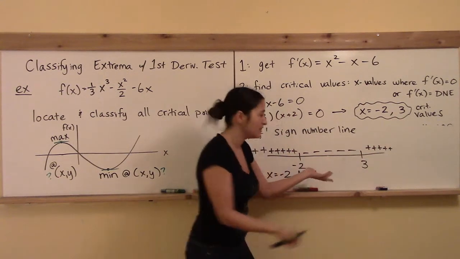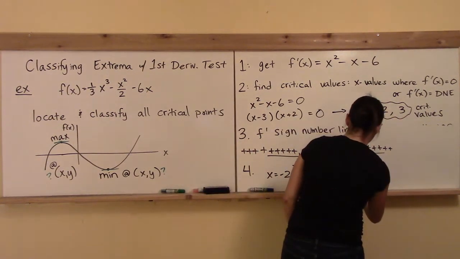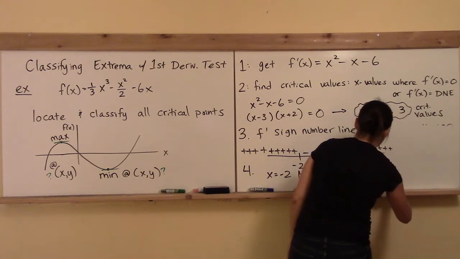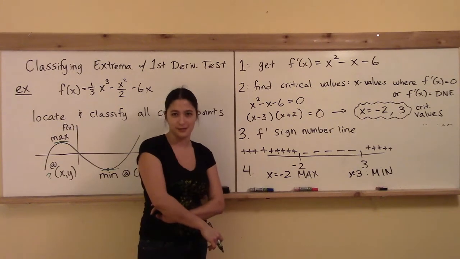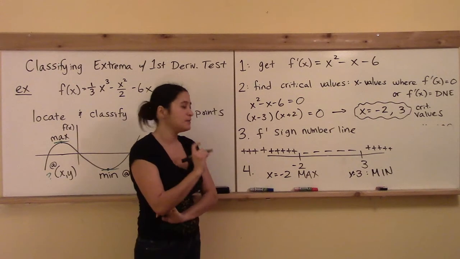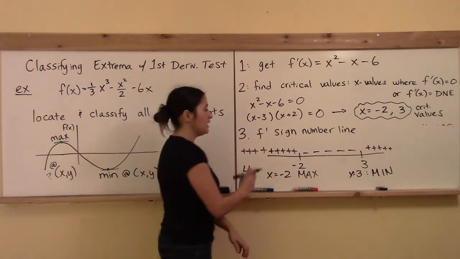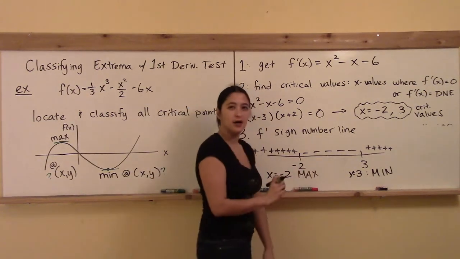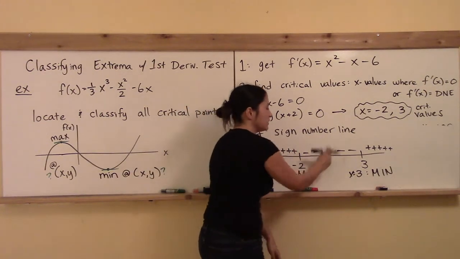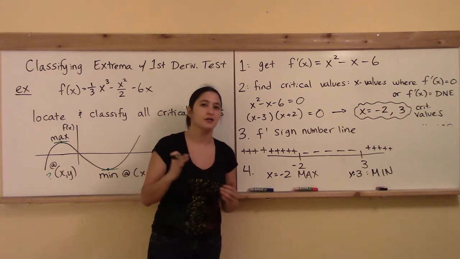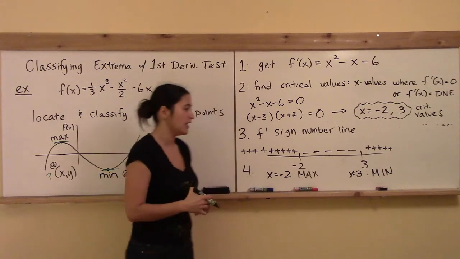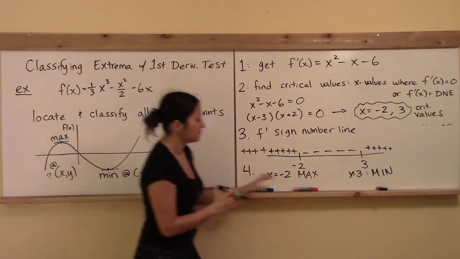Okay, so that's a min. So this one over here, x equals 3, that's going to be a min. And there you go, that's what I call classifying extrema. Now if I happen to have, as I will in the next example, a case where it doesn't change sign at all, let's say it was a plus, hit 0, then it was a plus again, do you remember what that would classify as? Horizontal point of inflection, that's right, HPI. We don't have any of those in this example.